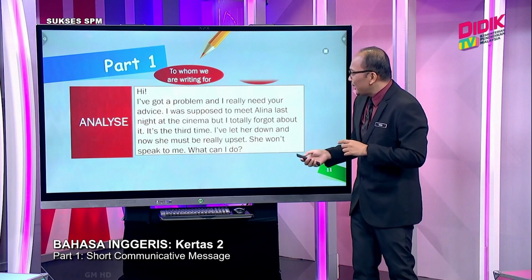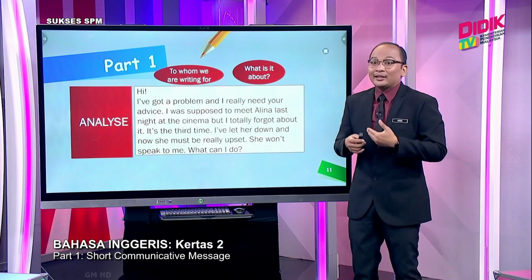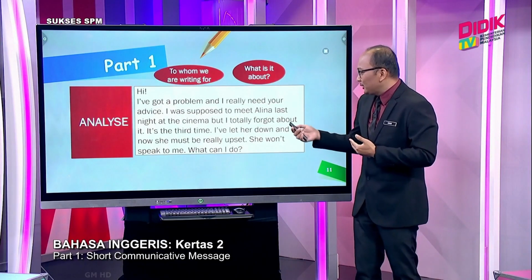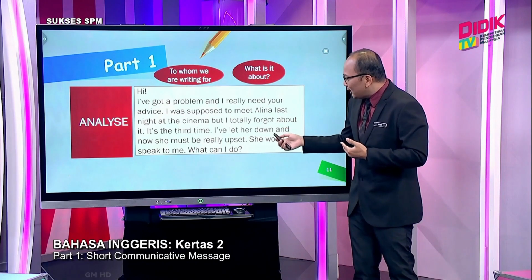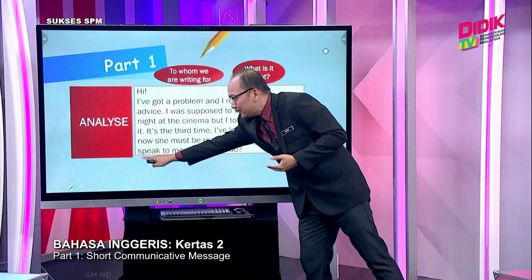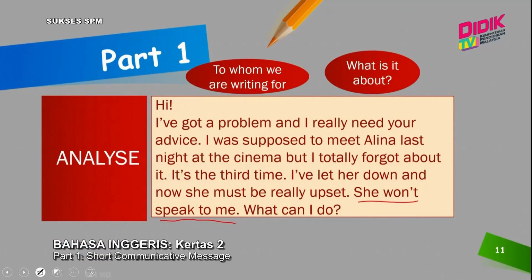What we need to do next is to identify what we need to reply to our friend. I think this is the last part: she won't speak to me. This is the problem, right? What can I do? So it's good for you to have a highlighter or maybe a red pen to underline the necessary questions.